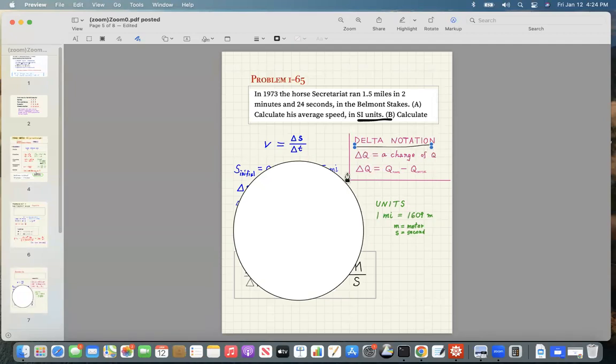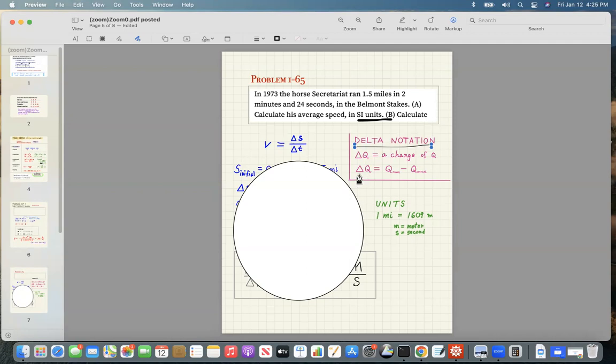A change of Q. So delta is not something that multiplies Q. Delta is more like an operator. It's not a quantity delta multiplied by a quantity Q. No, delta Q is one quantity. It's the difference between two quantities. It's the final Q minus the initial Q. It's the change of Q. If Q changes from the initial value to the final value, then the change of Q is Q final minus Q initial. And we write that as delta Q.